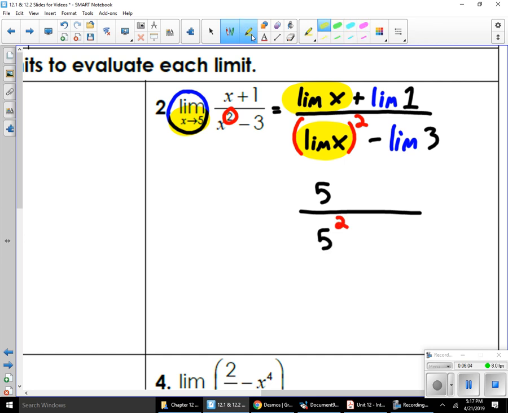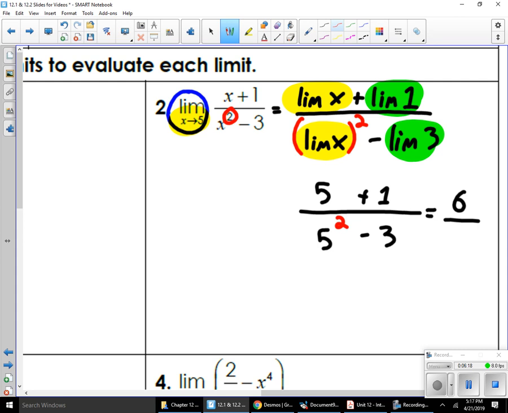And I can replace this with a 1 and this with a 3. Well, that's nice, because that's just going to be 6 in the numerator. And 5 squared is 25, take away 3 is 22. And 6/22, well, that's just 3 of these.